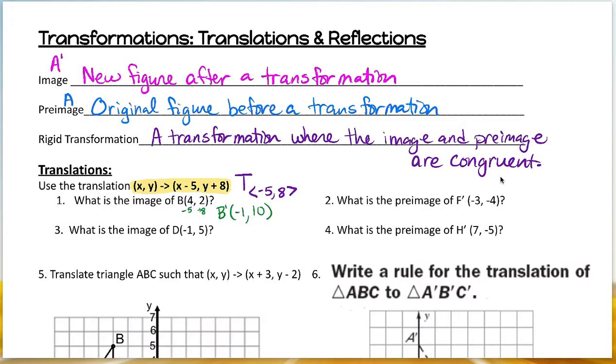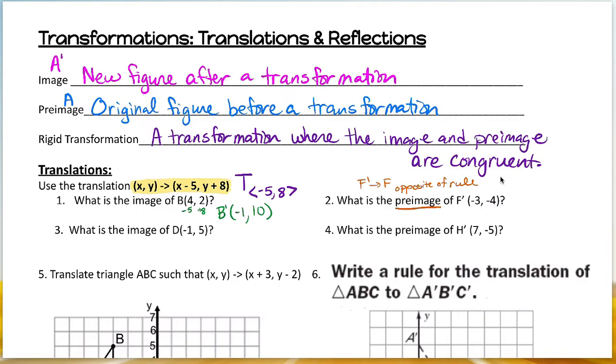On question 2, they want us to find the pre-image. When they are asking you for the pre-image, that means we want to basically go back in time. We want to undo the rule. If you want to undo the rule, you must do the opposite of the rule. So we are going from F prime to F, and that's why we want to do the opposite of the rule. We're undoing the changes.